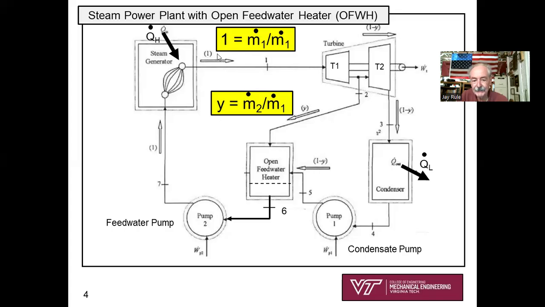One means that the mass flow rate leaving the steam generator is, let's call it, m dot one. So one represents m dot one divided by m dot one. Therefore, this little y in parentheses would represent m dot two divided by m dot one. So we've got a proportion of the steam generator flow going into the open feed water heater. You're going to need to quantify what that is. And this amount, 1 minus y, is the remainder proportion going to the condenser, where heat is rejected.